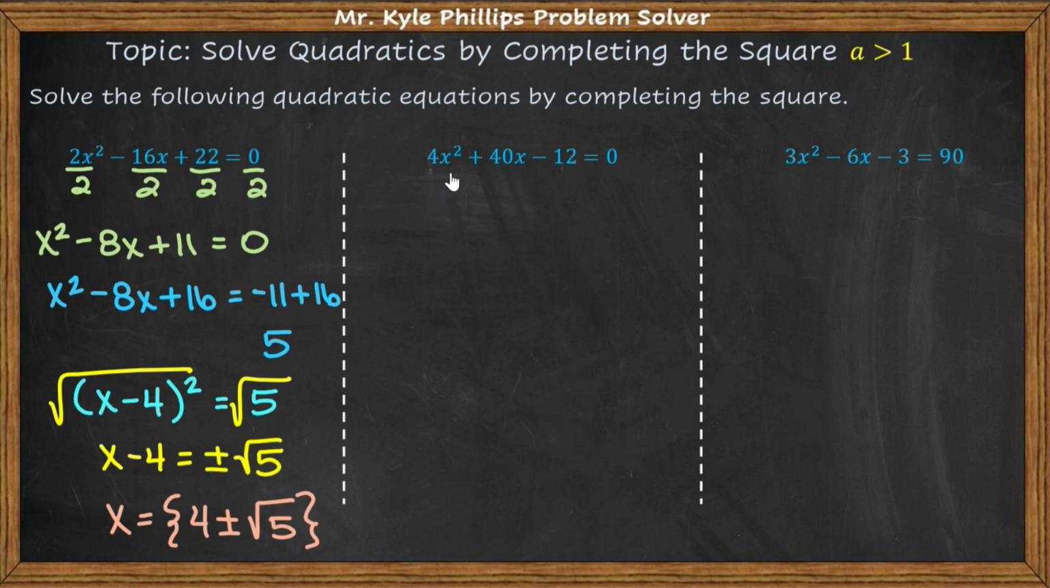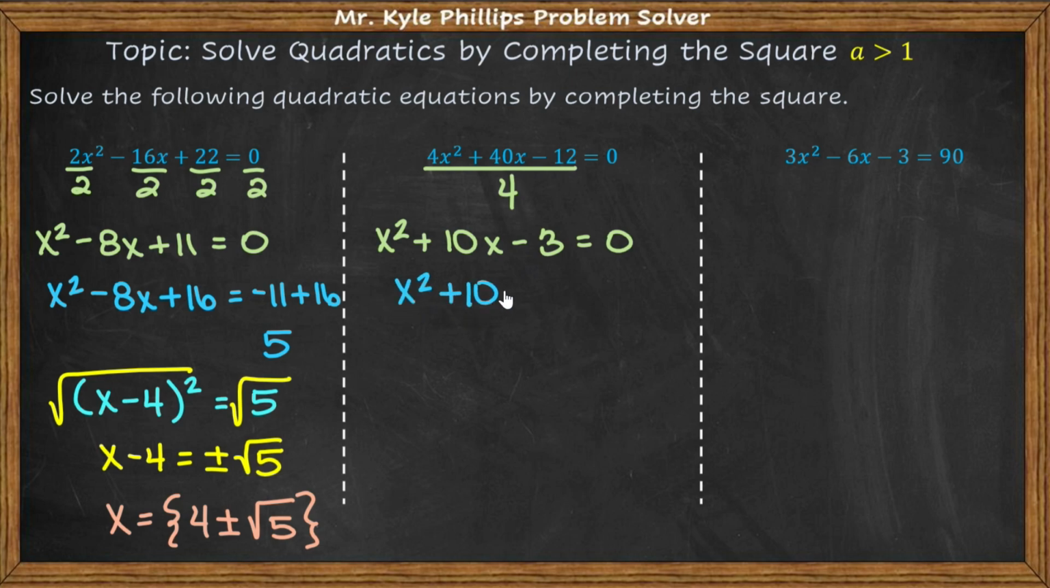All right, here in this example, can I go ahead and divide by 4 and get all integers? And that answer is yes. So I'm going to divide everything by 4. So here I'll just do one line instead of 3 little lines. So here, divide everything by 4. So this is going to give me x squared plus 10x minus 3 is equal to 0. We know this is not a perfect square trinomial, so we'll go ahead and move the 3 over here. So I have x squared plus 10x equals 3.